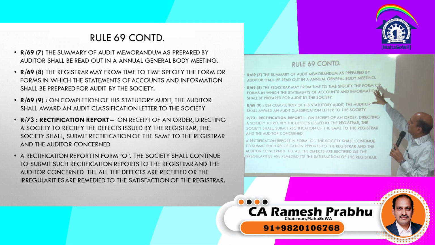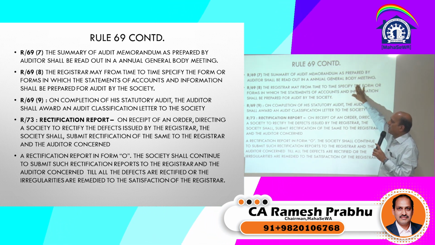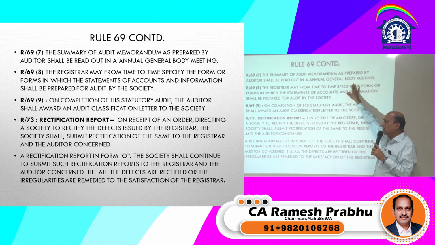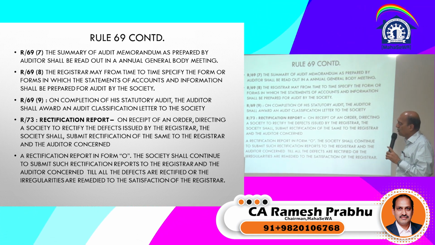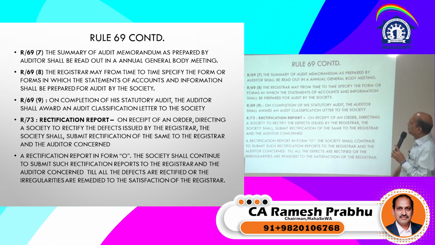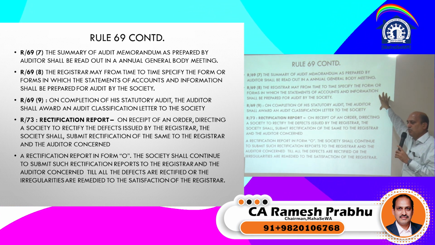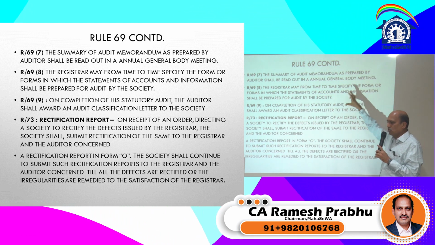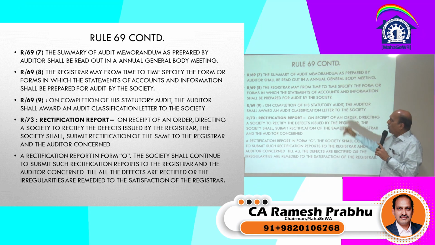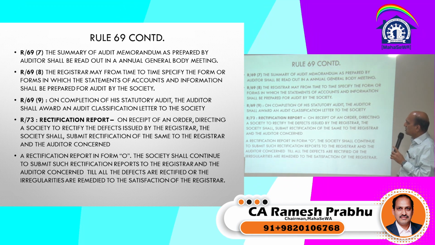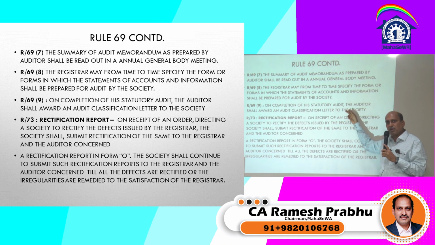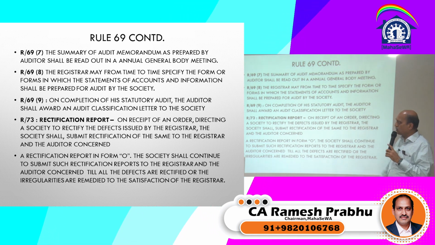69.7. A summary of the audit memorandum as prepared by the auditor shall be read out in the AGM. In the annual general body meeting, you have to give a summary of the audit report. The registrar may from time to time specify the form in which the audit report has to be given. This is also given in the manual. On completion of his statutory audit, the auditor shall award audit classification. This is very important. We have to give an audit classification also.